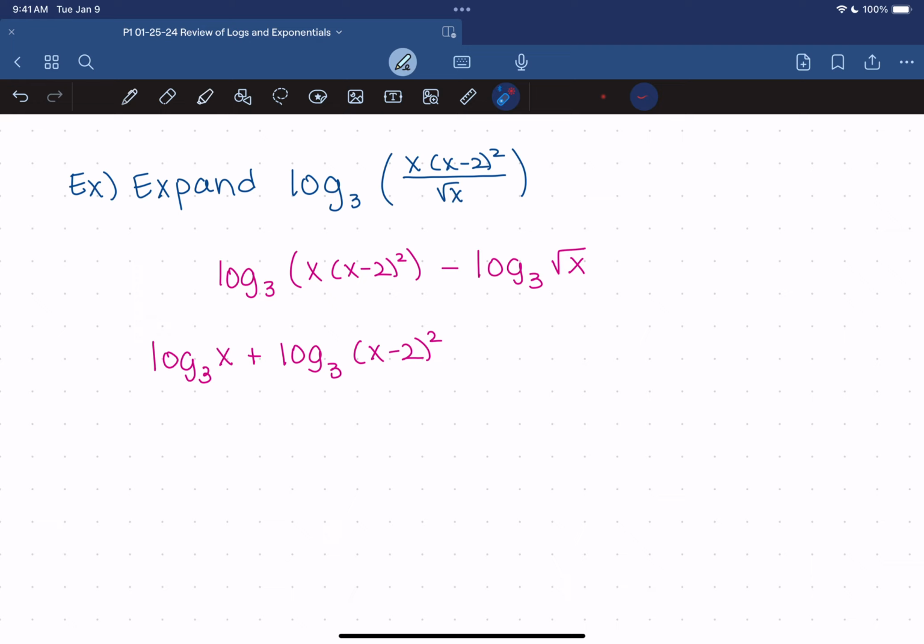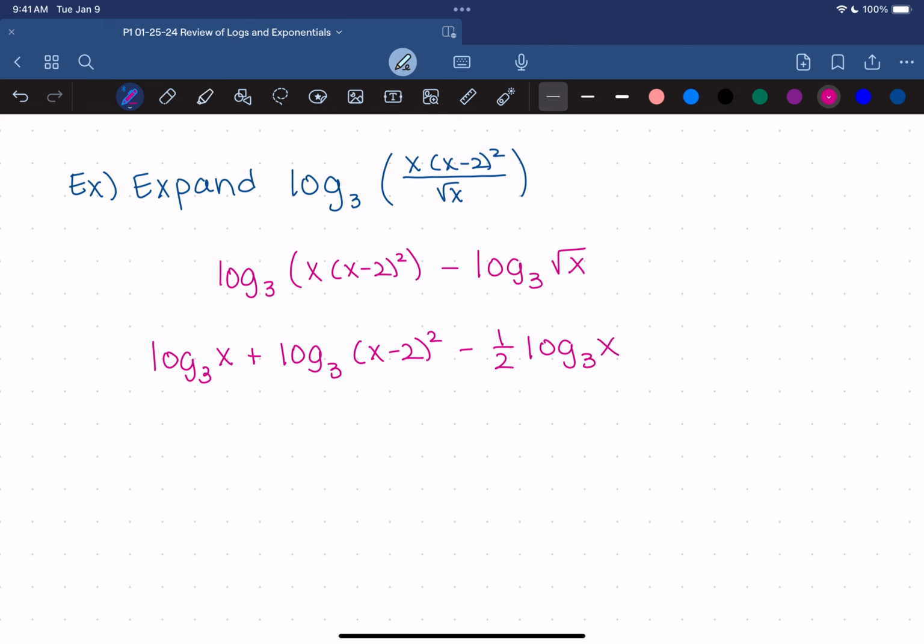And then for this term, remember that the 1/2 does mean the square root, does mean an exponent of 1/2. So we can use the power property to move that 1/2 out in front.